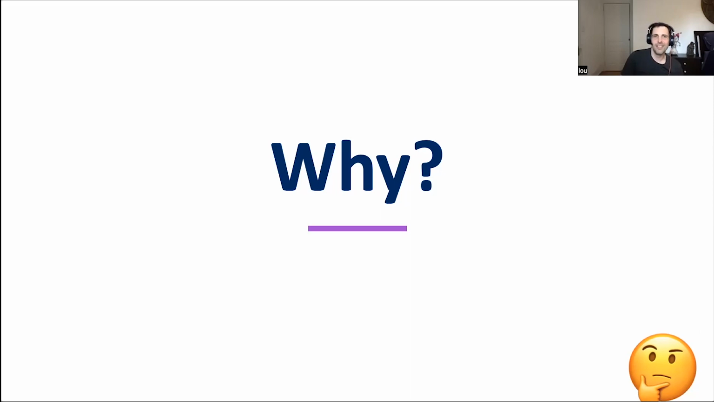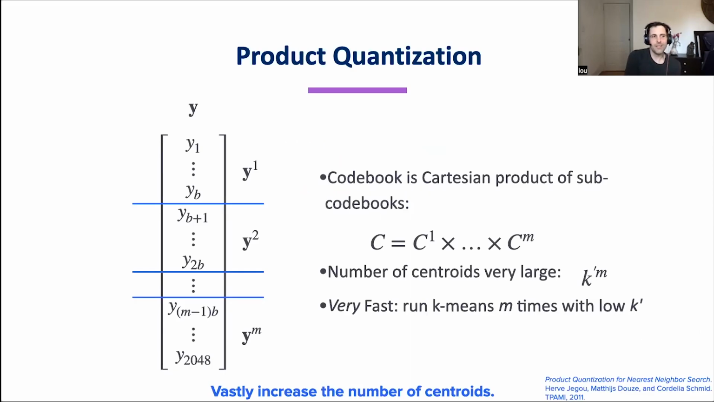What does that mean? Well, the actual codebook is now the Cartesian product of all the subcodebooks, which means the number of possible centroids becomes k prime to the power of m. So we're getting an exponential increase there, which is awesome. It also runs a lot faster because the asymptotic cost of k-means depends on the dimensionality, and we've reduced that. So it goes down quite a bit. It vastly increases the number of possible centroids.